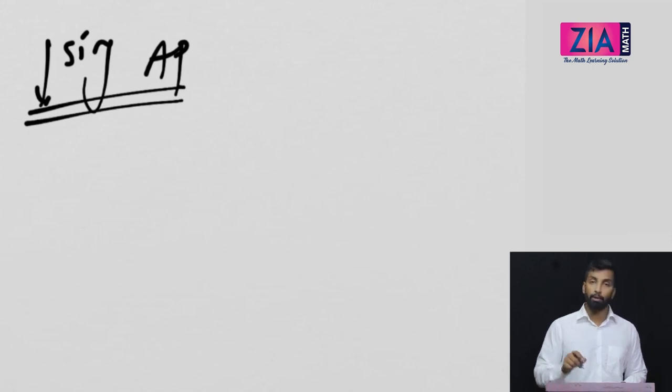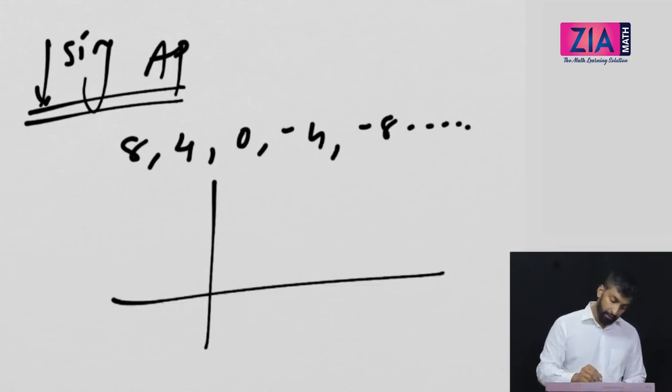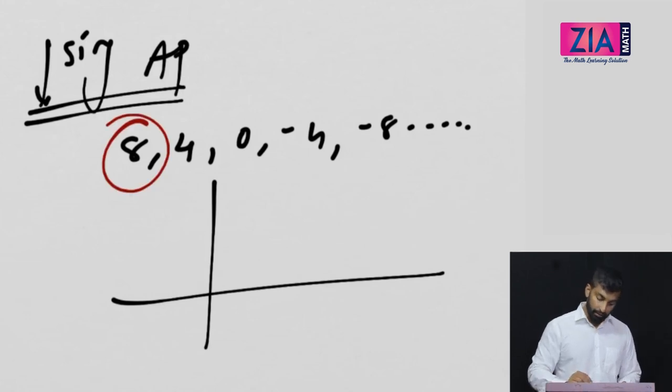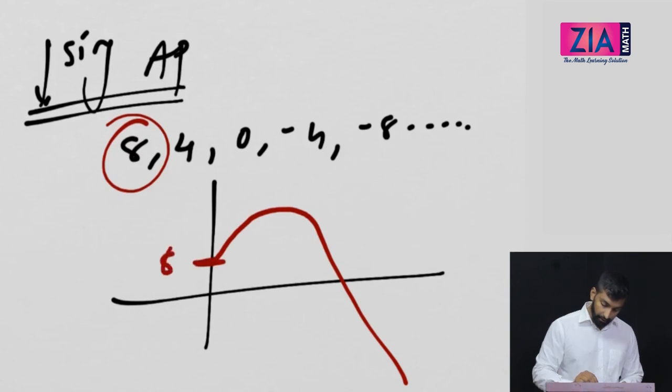A decreasing AP starting with positive will look like 8, 4, 0, minus 4, minus 8, etc. How will it look on a graph? Here, the first term is positive, so it will start from positive and come down, because 8 is the first term.